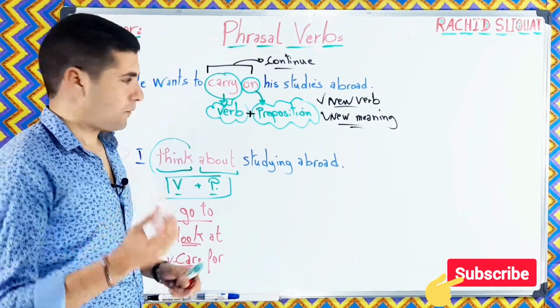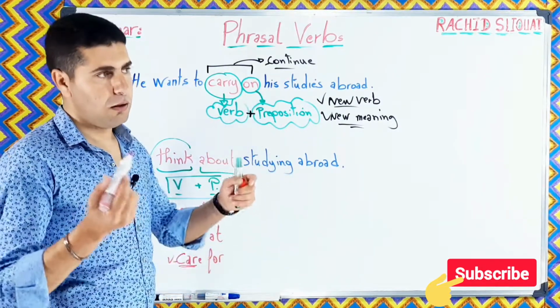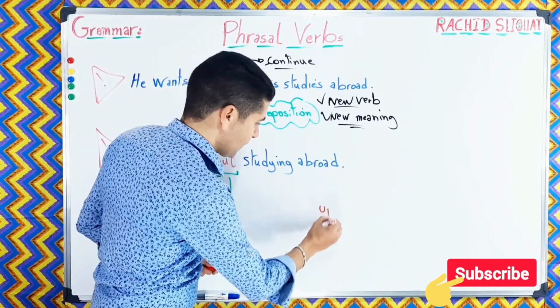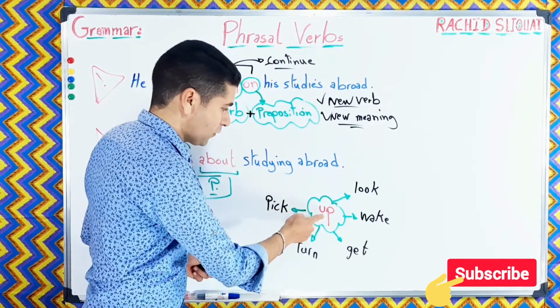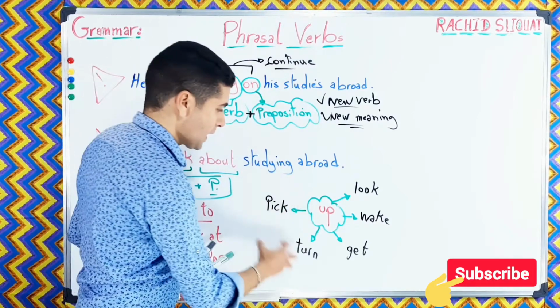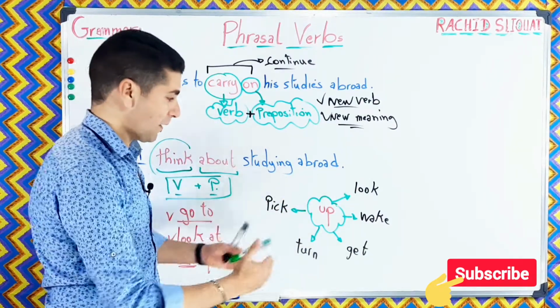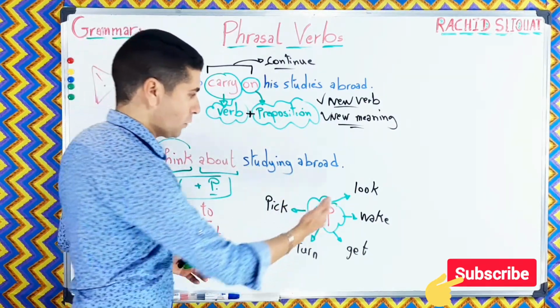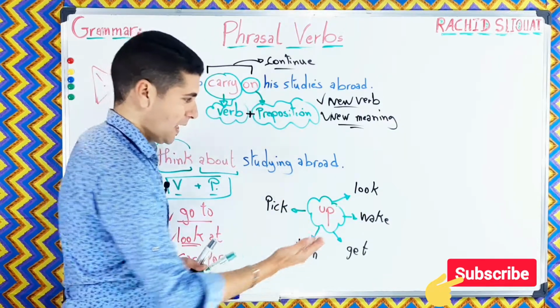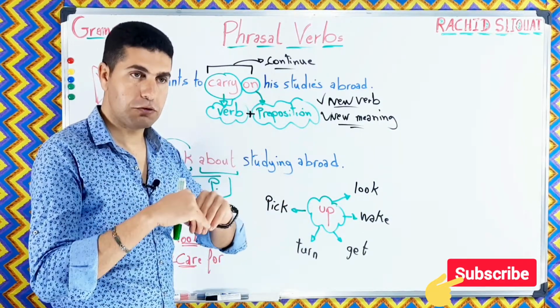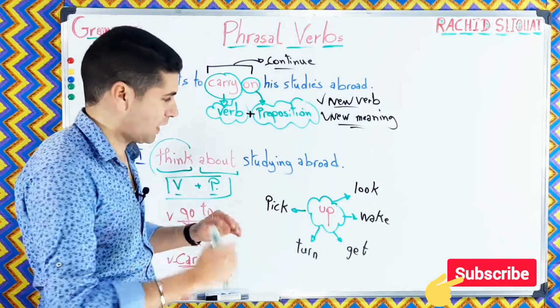All right, take for instance the preposition up, for example. One preposition, which is up, goes with different verbs. So here we have different phrasal verbs. So look is not look up. Look up is when you open a dictionary and you look up a word, for example, or a book, etc.